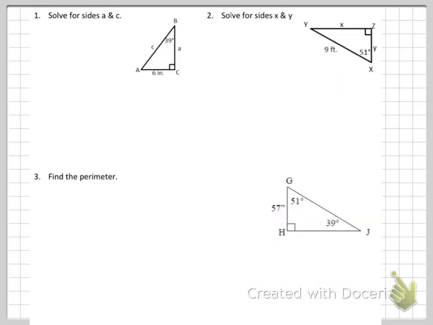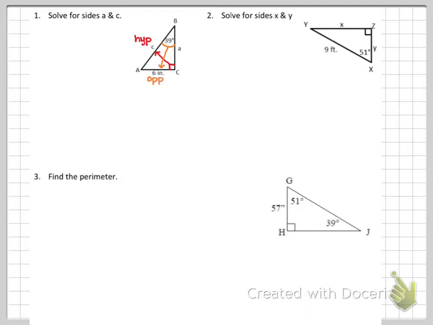Okay, moving on to some examples. We want to solve for sides a and c. We're going to identify our sides based off of the angles that are given to us. Starting from the box and going straight across, c is going to be the hypotenuse, or H. Starting from the acute angle 39, we'll go opposite. So it looks like the 6 is the opposite side.